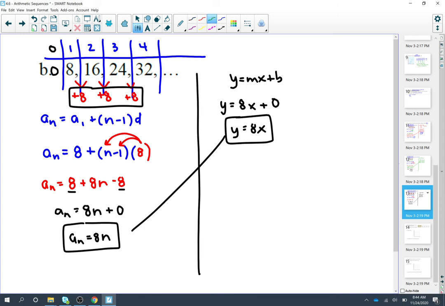Now it wants the 25th term, so I'm going to use this one this time. 8, substituting in 25 to find the 25th term. So 8 times 25 is 200. Which again means if you were to extend this pattern out to number 25, the number down here, your y value, would be 200.